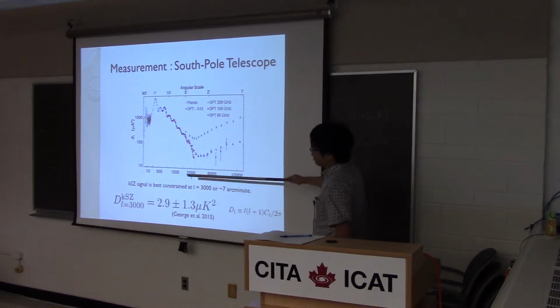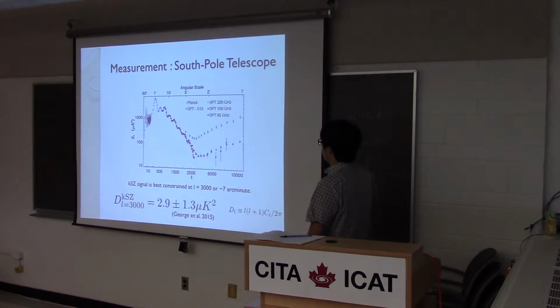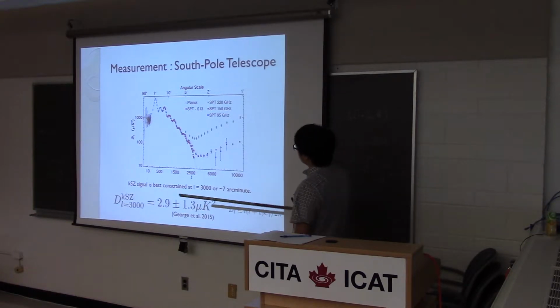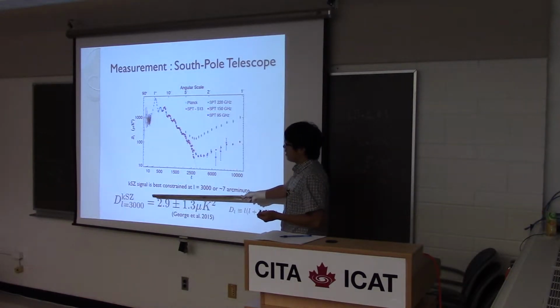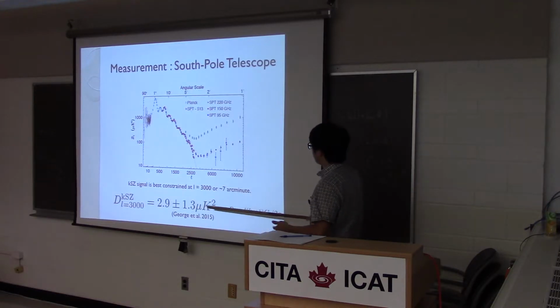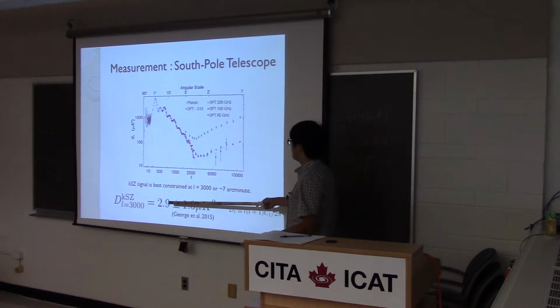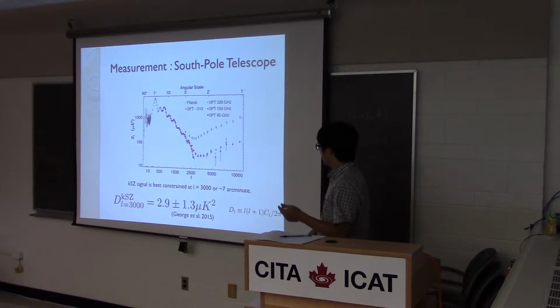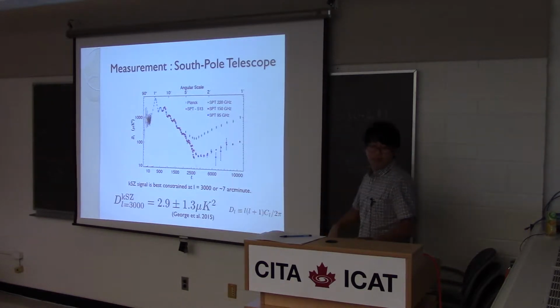on this small scale, high L mode of the CMB. There are three sources: foreground galaxies, thermal SZ effect, and kinetic SZ effect. They currently have some constraint on the kinetic SZ effect at L of 3000, or 7 arcminute, which is like 2.9 plus or minus 1.3 microkelvin squared in terms of D of L.